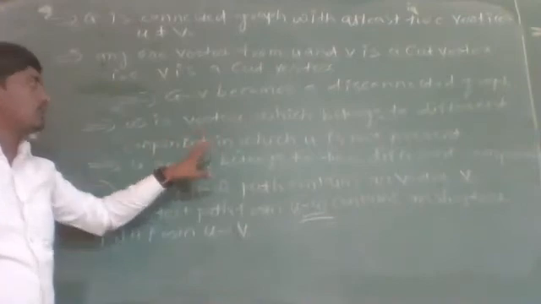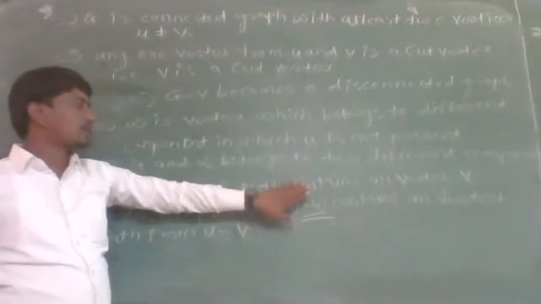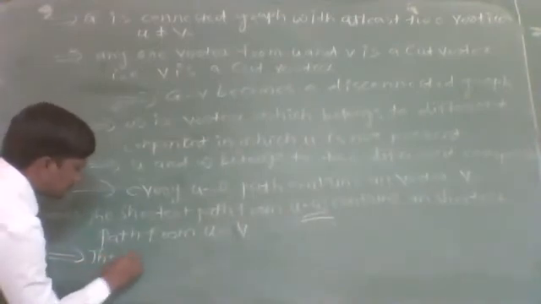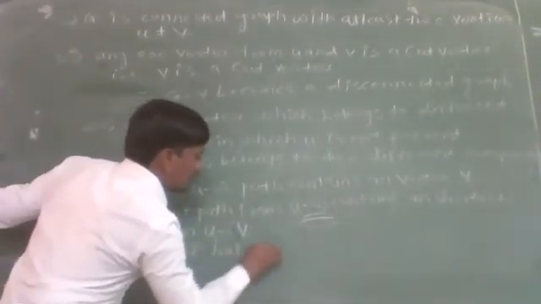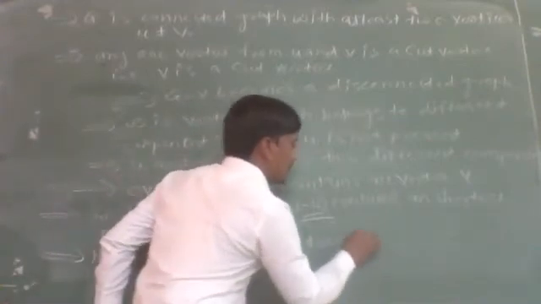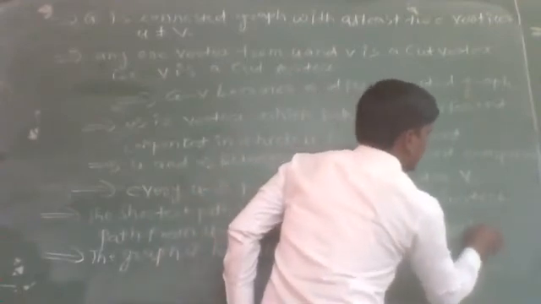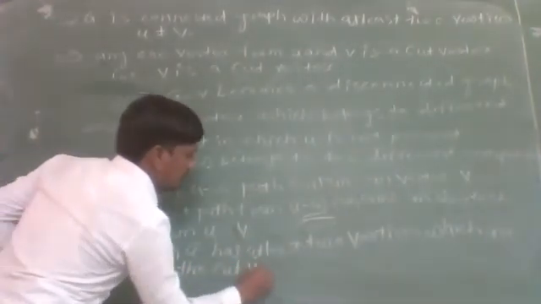Which assumption? The assumption that the graph G has at most one vertex which is not a cut vertex. So this assumption is wrong. Therefore, from this we can conclude that the graph G has at least two vertices which are not cut vertices, and hence the proof.